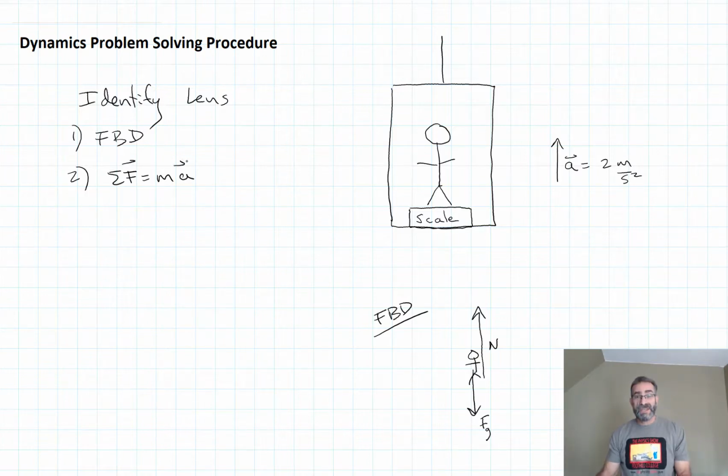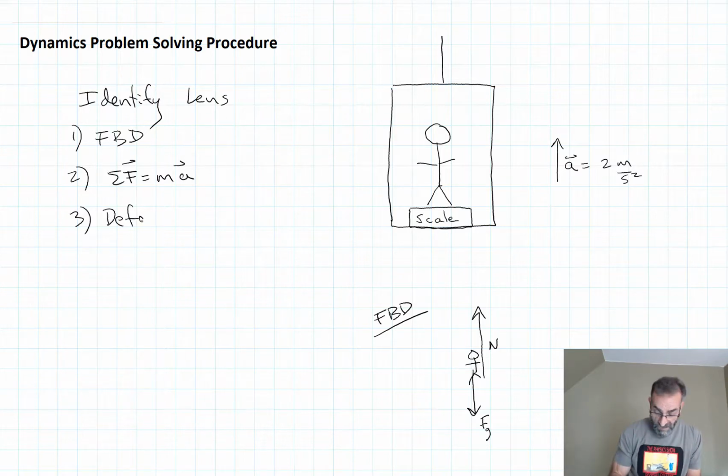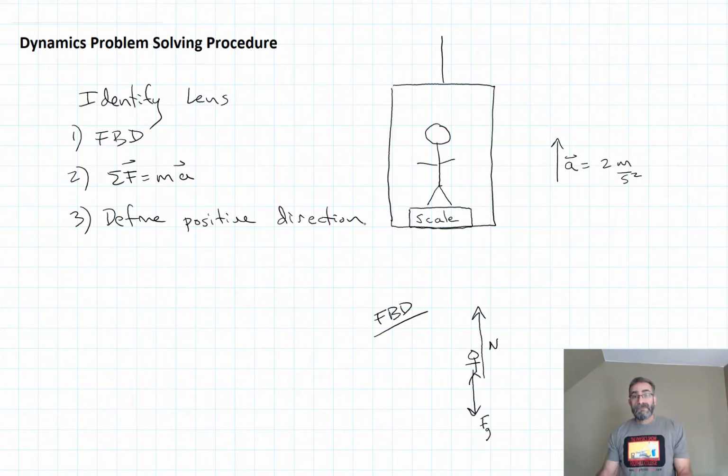We're going to use this equation to solve for our unknowns. Sum of the forces equals mass times acceleration. But before we can do that, we have to define a positive direction because these are vector quantities. Now we can set up our equation and plug in our values.